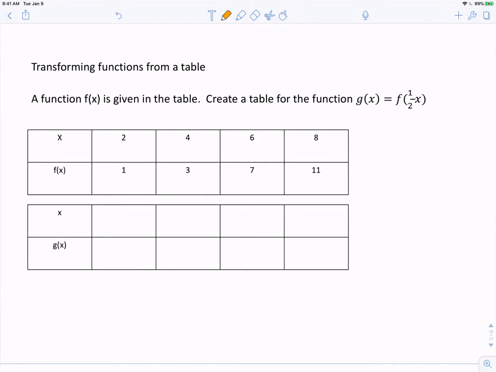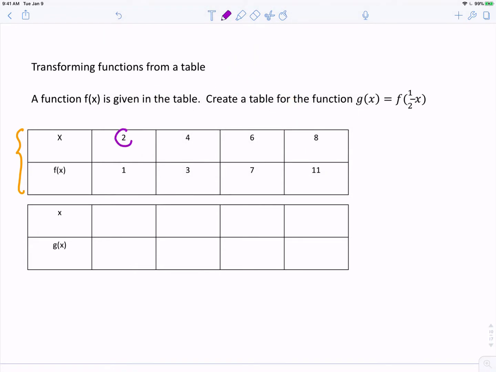A function f of x is given in the table. Create a table for the function g of x is equal to f of 1/2 x. All right, so let's take a look. So here's our original data. And what we would like to do is create a new function. All right, so let's see how we might go about doing that.